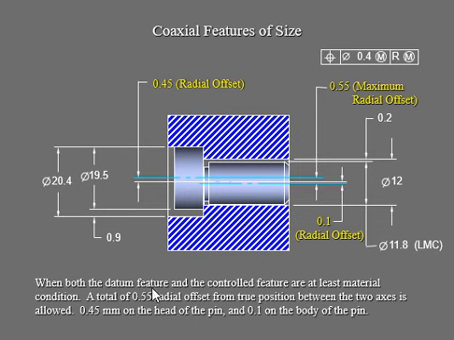Okay, so when you have your datum feature and then your control feature at LMC, we have a total of 0.55, which I already showed you, the maximum radial offset. That is going to come out of your true position between the two axes, because your two axes are coaxial to each other. But then again, you still have the offset. And why do we have the offset like that?